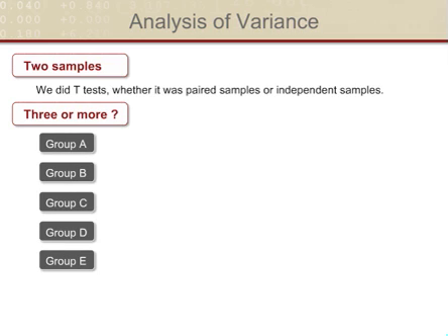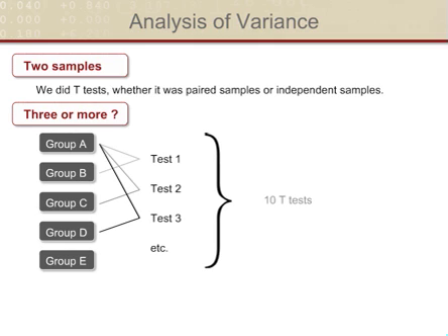If we were using those two sample tests, we would have to do a test comparing A to B, then A to C, then A to D, and so on. In the end, we would have to conduct 10 separate t-tests in order to address all the differences. Doing 10 separate t-tests, each one incurs a probability of a type 1 error, a probability of rejecting the null hypothesis by mistake, based on whatever the significance level is.